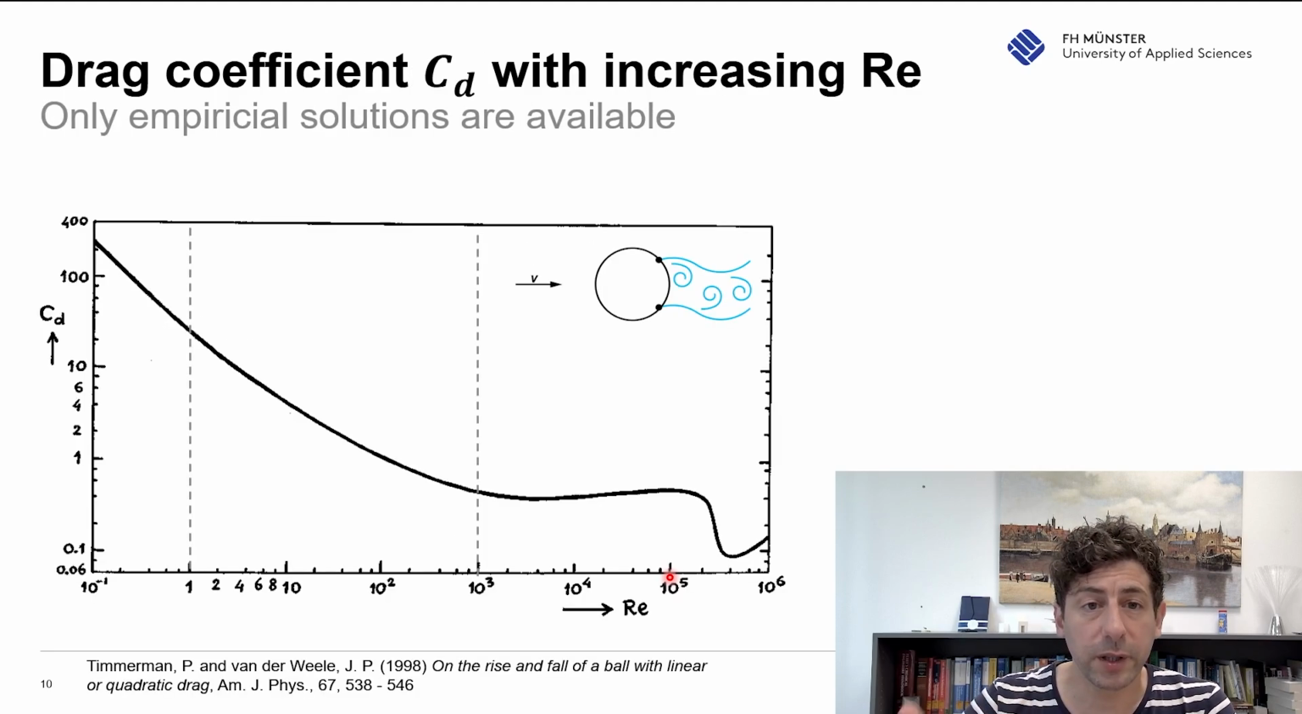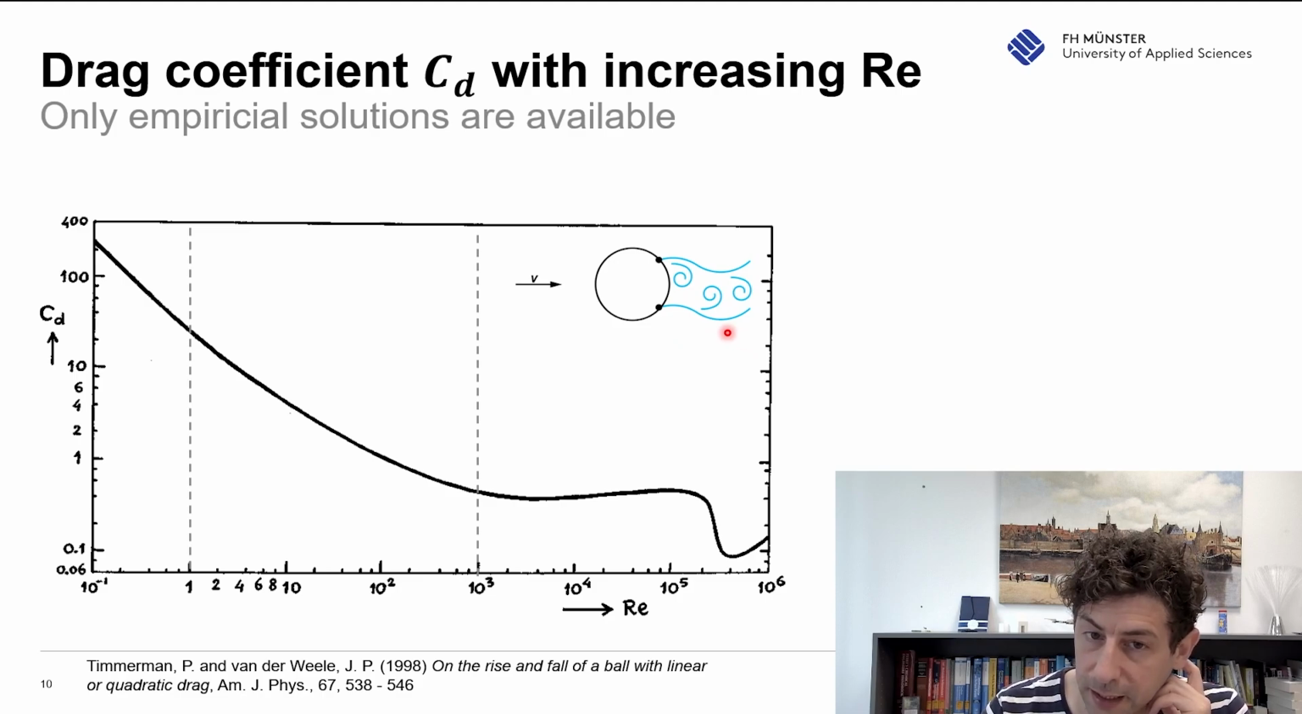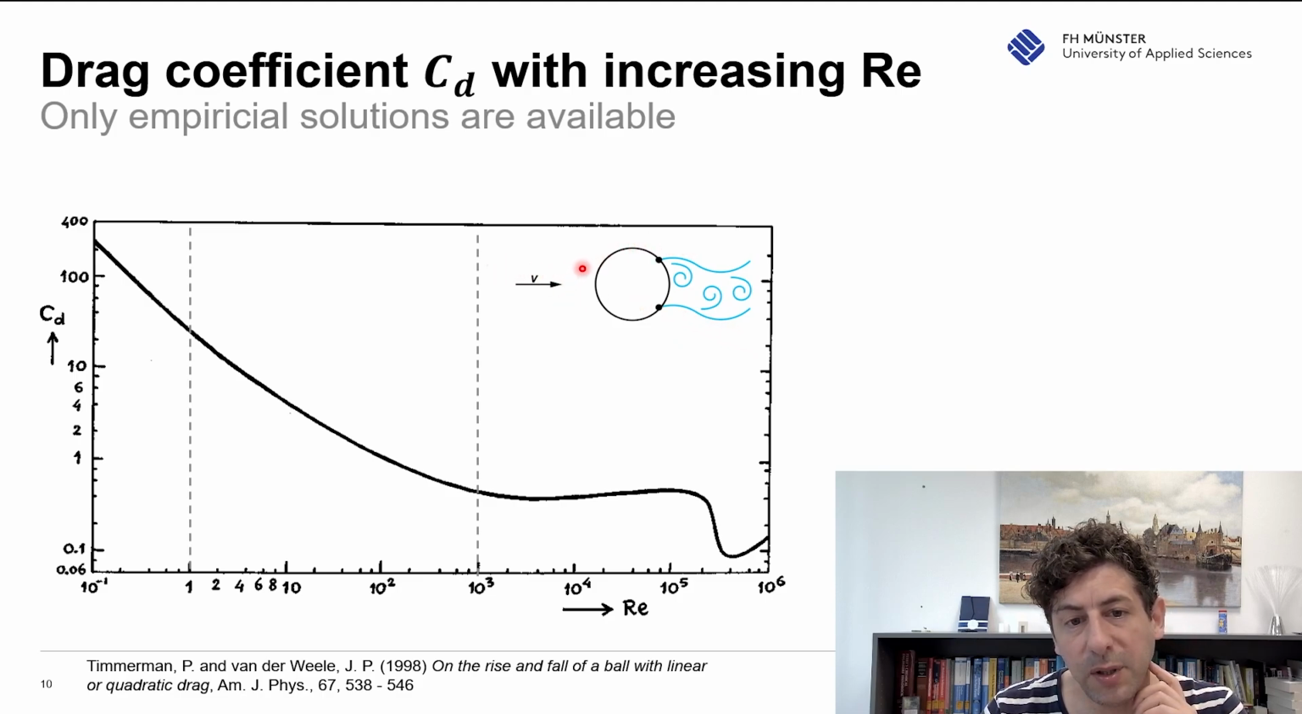So if we increase further the Reynolds number, now we are in a regime from Reynolds 1 till Reynolds 10 to the power 3. So we have here this little bit weird behavior. Now something changes in our flow. The on flow is still laminar. Okay, so we have still a laminar on flow here, but now something happens.